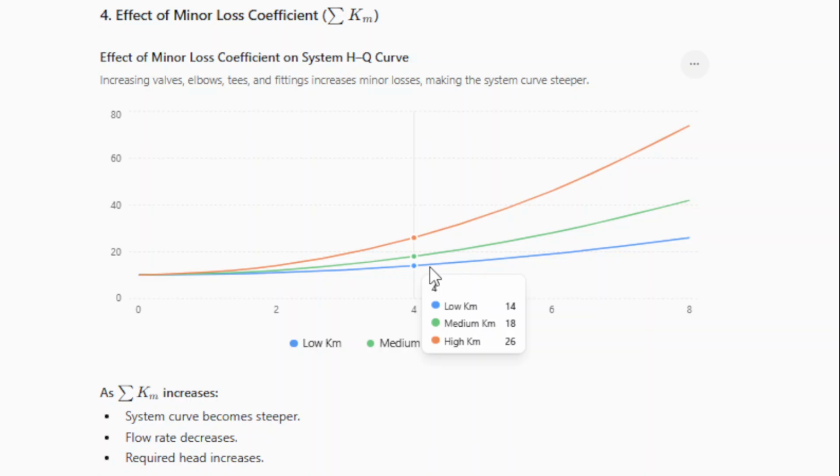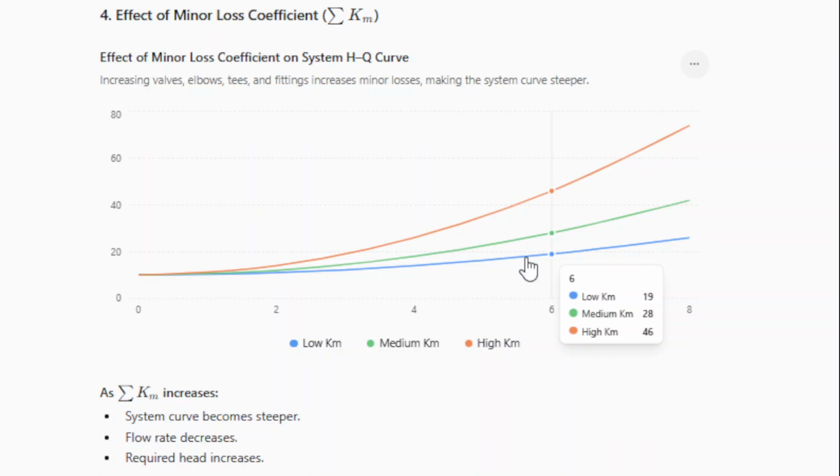Sigma K minor. Notice that all three curves start from the same point. This indicates that the static head remains constant. The only parameter changing is the minor loss coefficient. Let's begin with the blue curve, which represents a low minor loss coefficient.